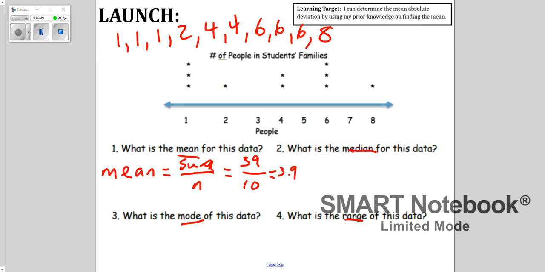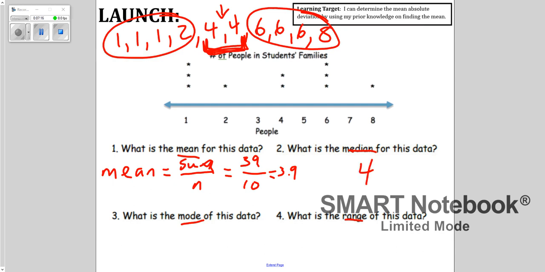The median would be the middle number. Since there are 10 numbers, that's an even amount. I know there's going to be 2 middle numbers. So I count to the middle, and I notice that the 2 4s are in the middle. I know they're in the middle because there's 4 numbers on this side, 4 numbers on that side. So the median would be right here in the middle. Since they're both 4, the median is 4. The mode, well, there's going to be 2 modes because 1 and 6 both occur 3 times. And the range is the maximum minus the minimum. 8 minus 1 equals 7.